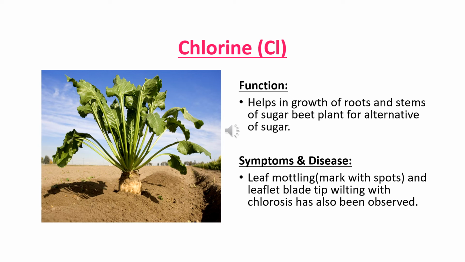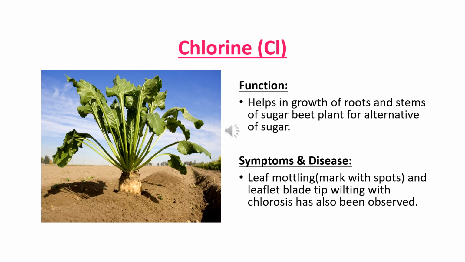Chlorine, another important micronutrient. What are the functions of this? It helps in growth of roots and stems of sugar beet plant. Sugar beet plant is the alternative of sugar. Mostly we collect sugar from the sugarcane, but this plant is also very helpful as an alternative of sugar, and this plant looks like the radish plant.